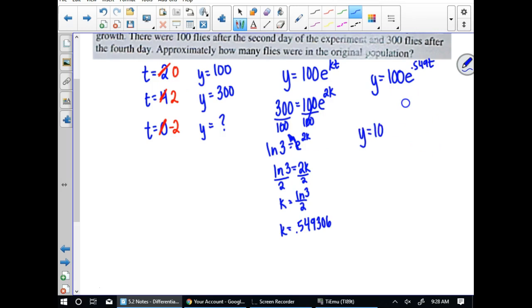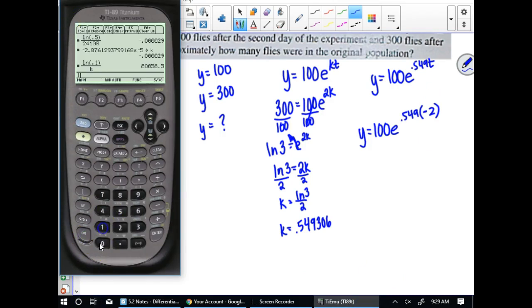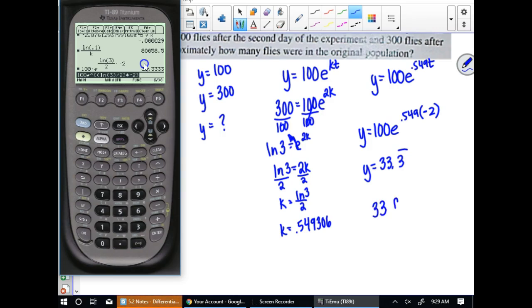So we'll have y equals 100 e to the 0.549 times negative 2. When you do this, 100 e to the, I'm going to do natural log of 3 over 2 times negative 2, so I don't round anything. And so we'll get y equals 33.3 repeating, but you can't really have a third of a fruit fly, so you would just say 33 flies.